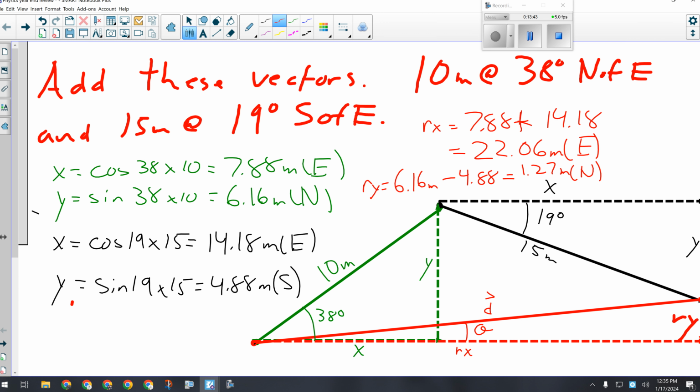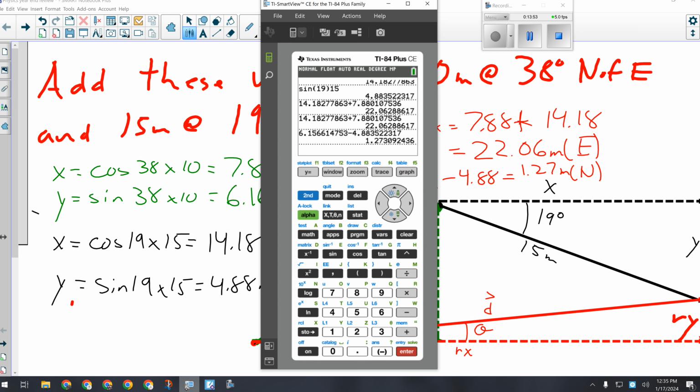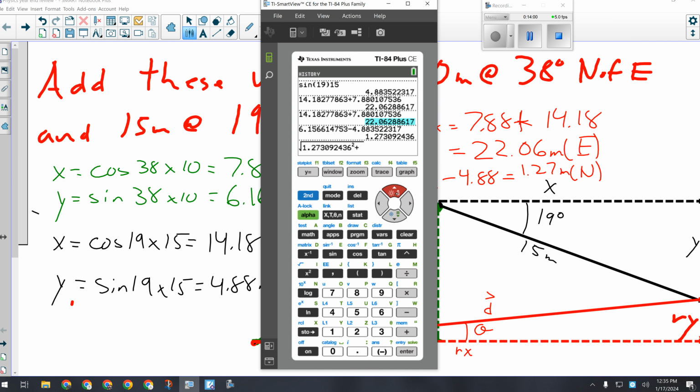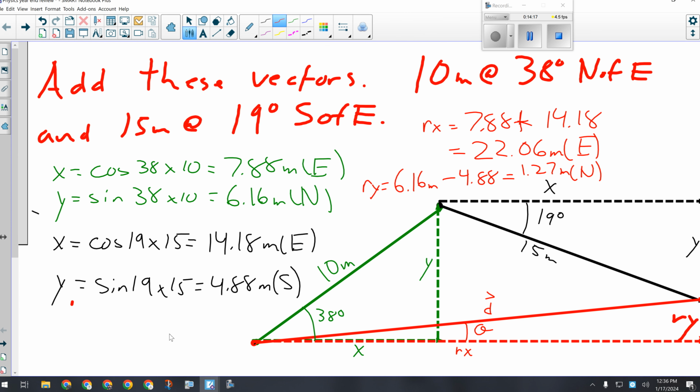Now I've got the two sides of the red triangle. What do I do next? A squared plus b squared. Right, use the Greek geek. Use Pythagoras. So we are going to go square root of that number squared plus that number squared. I get barely more than what I had for the other one because it's such a small side over there. So that's going to be 22.1 meters.